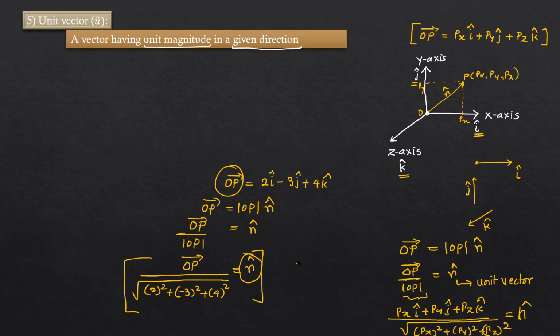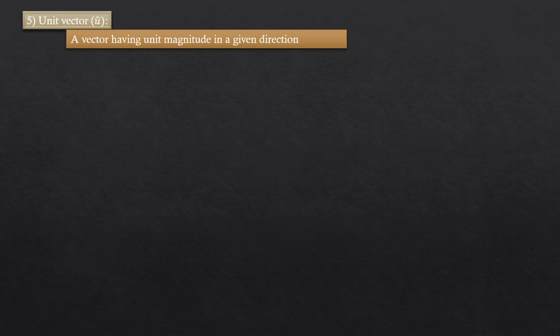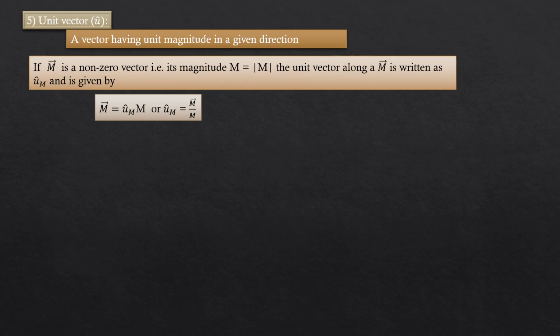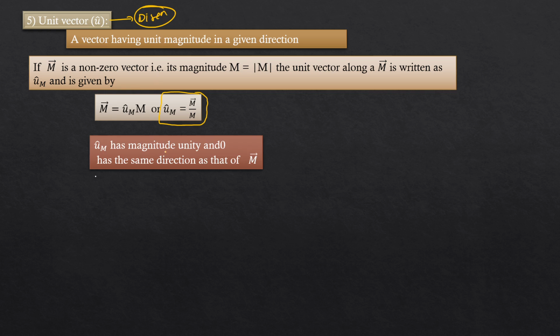So I have written here what is a unit vector and how to represent it. For any vector m bar, its unit vector is u cap, which is equal to m bar divided by m. So the unit vector gives you only direction. What does a unit vector give us? Only direction. It has unit magnitude, meaning magnitude one, and has the same direction.